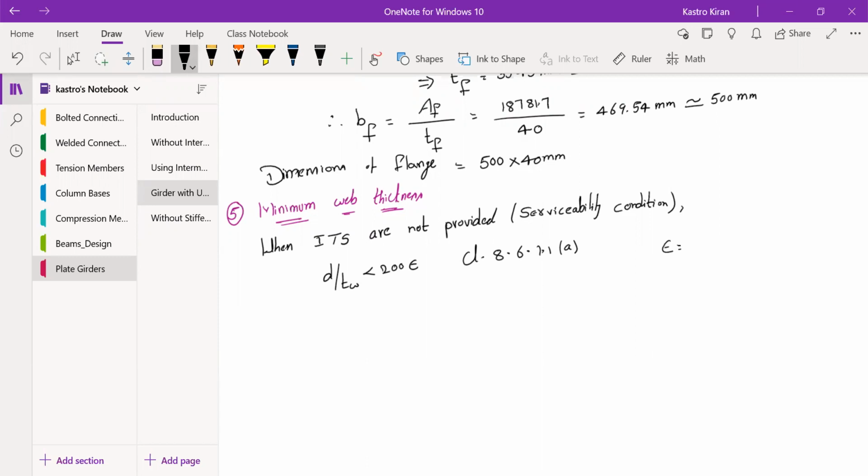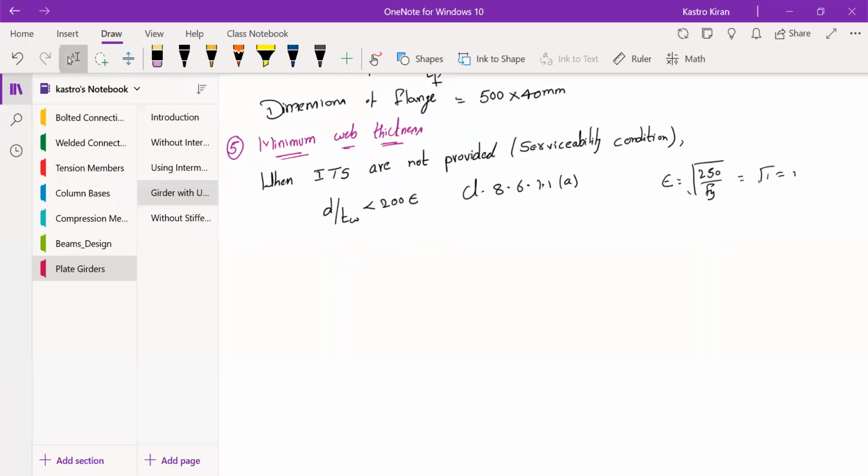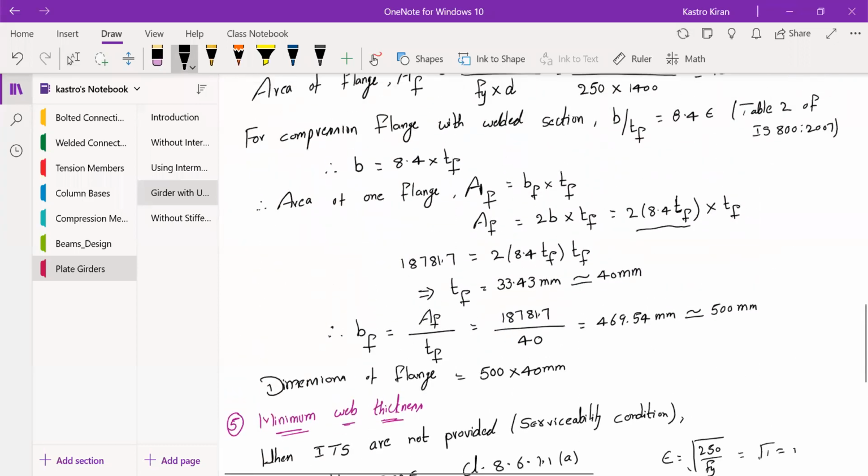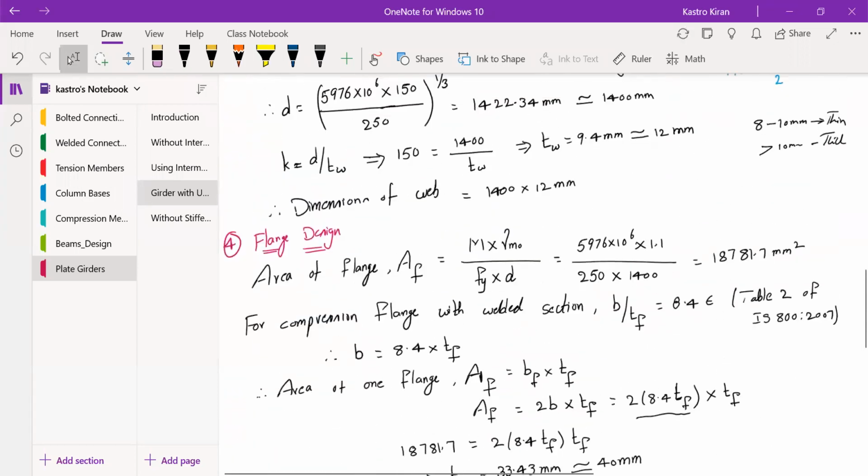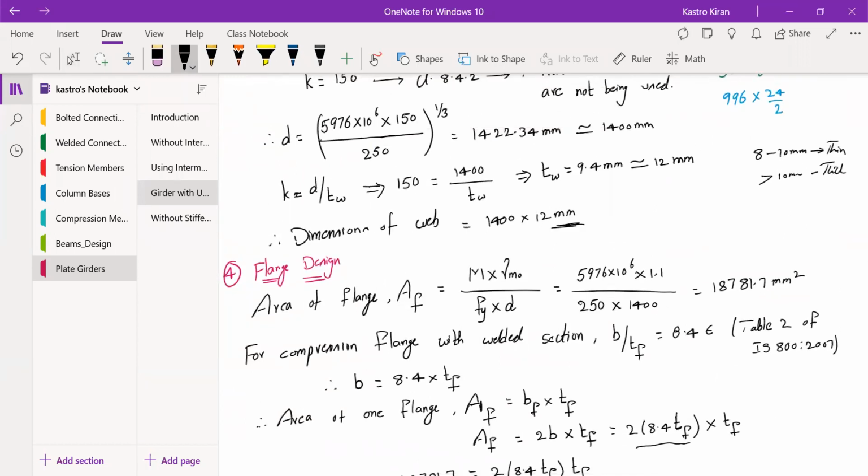Remember, epsilon is the square root of 250 by Fy. This is the formula of epsilon. Fy value is 1, square root of 1 equals 1. So I won't repeat the same value here. Anyways, let's find out the d by tw ratio. The value of d is 1400, which is the depth of the web, and the thickness of the web is taken as 12 because we have already solved this one. So here you can see the thickness of the web is 12 mm.